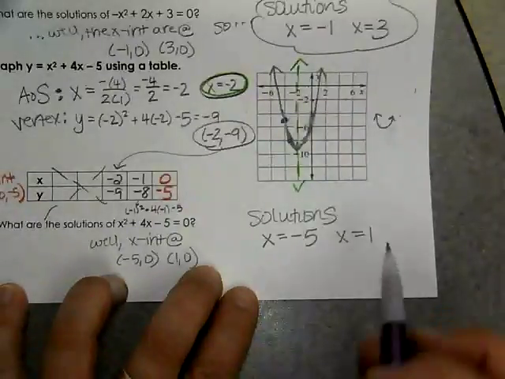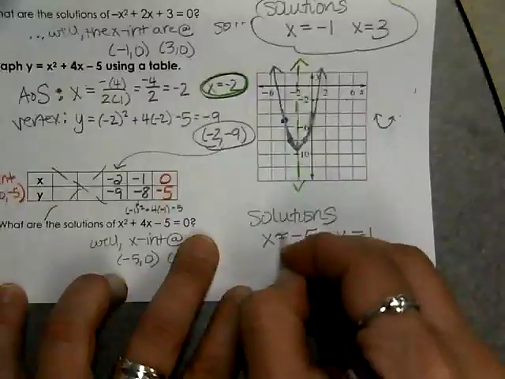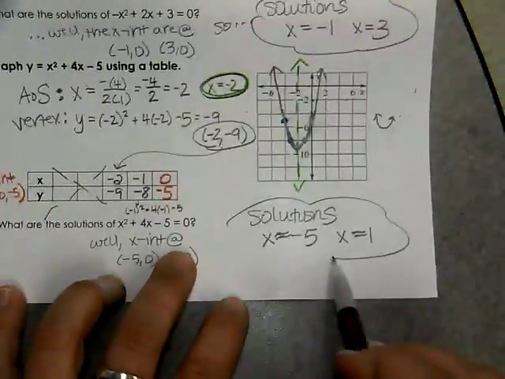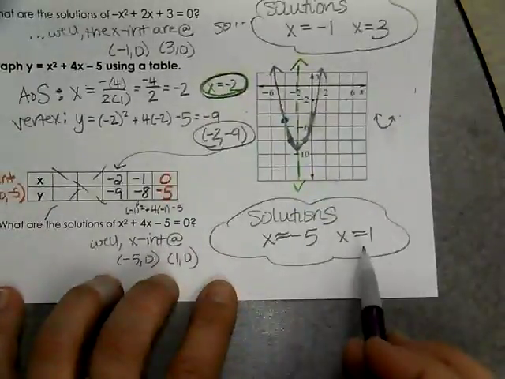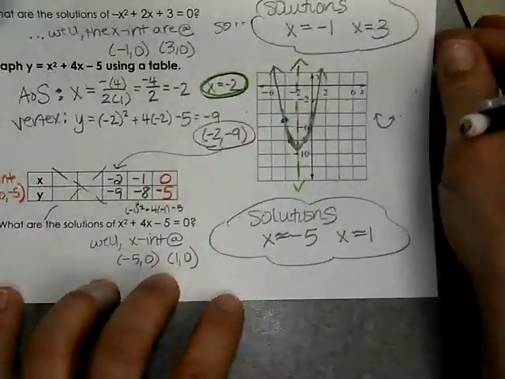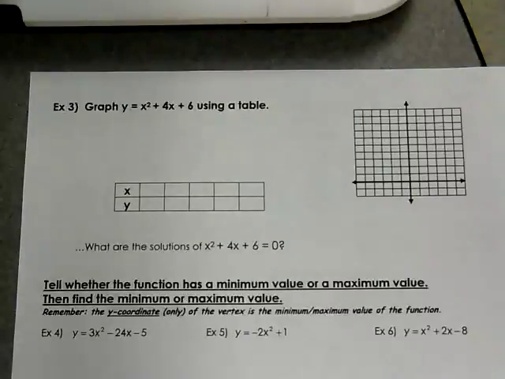If you're not comfortable with saying it's exactly equal because you're guessing, you could put approximately equal at this point, and I'm okay with that. But that's it. So we just look to see where it crosses the x-axis. Those are the solutions. Okay? Let's try another one.